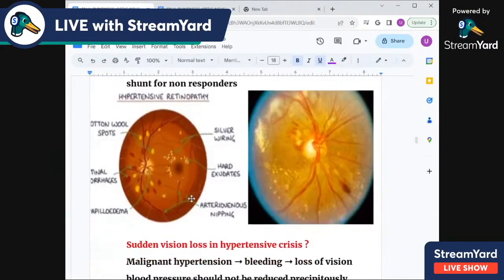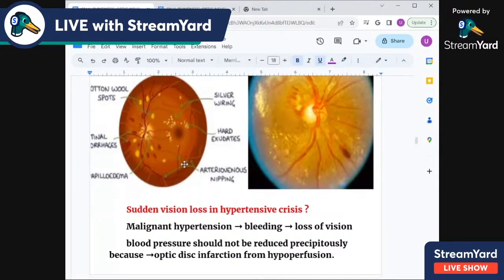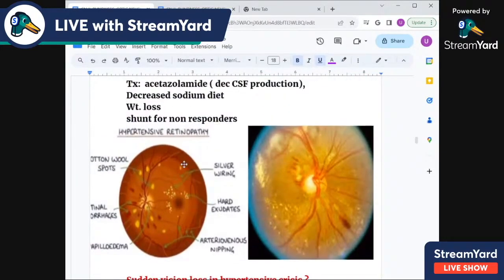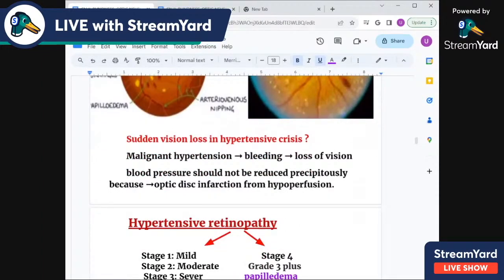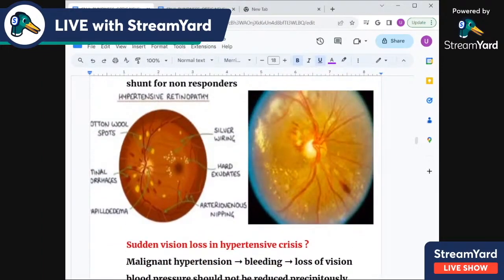Then we come to the hypertensive and diabetic retinopathy. Let's see the hypertensive retinopathy. There we see flame-shaped hemorrhage, soft exudate, and hard exudate, the cotton wool exudate. Soft exudates are due to infarction of the cells, and hard exudates are due to leakage of the lipids. They occur in hypertensive retinopathy. Before the stages, we discuss that in malignant hypertension, if there is bleeding, then the blood pressure should not be reduced precipitously, because otherwise it will cause optic disc infarction because of hypoperfusion. So that's an important point.